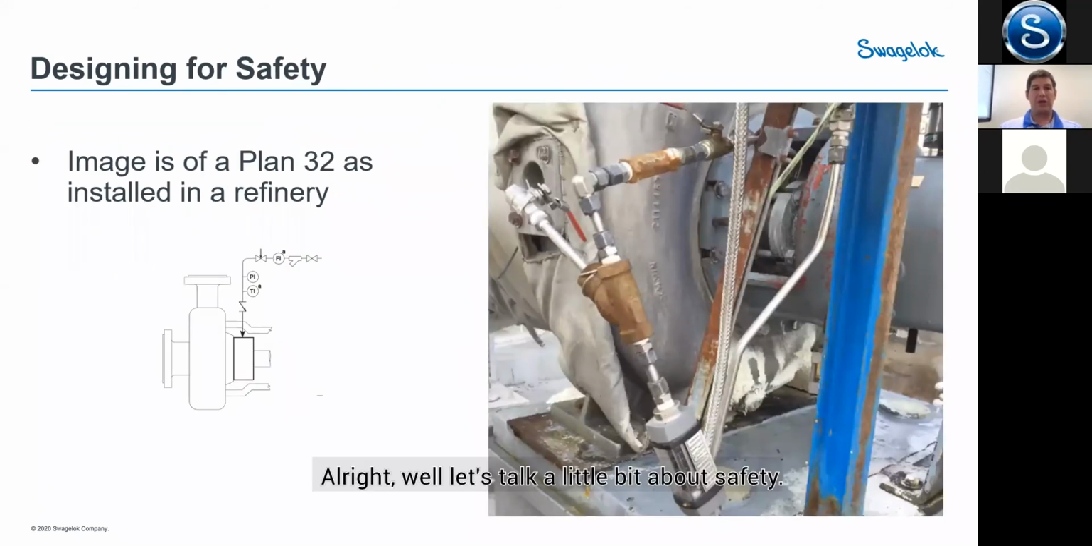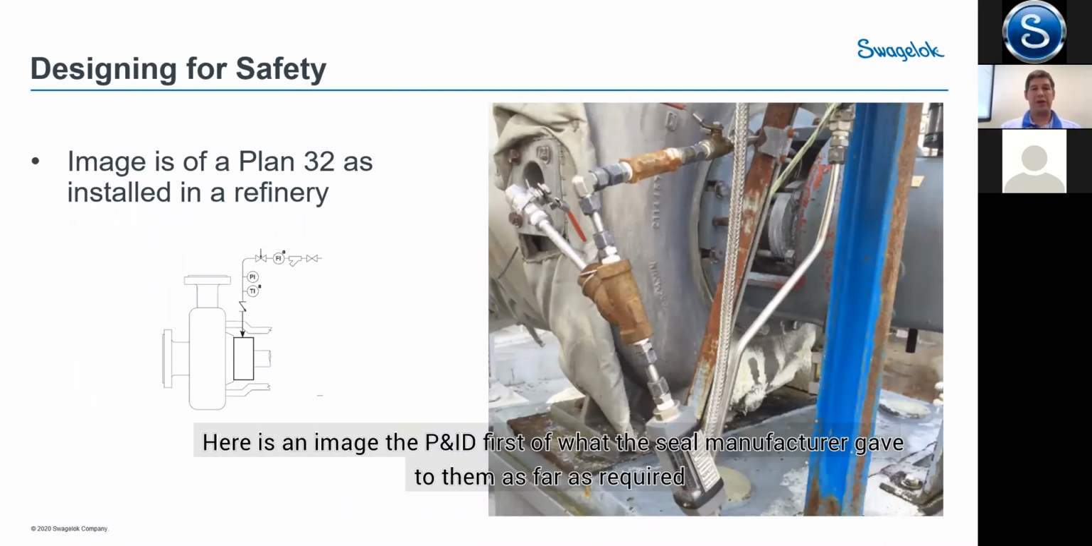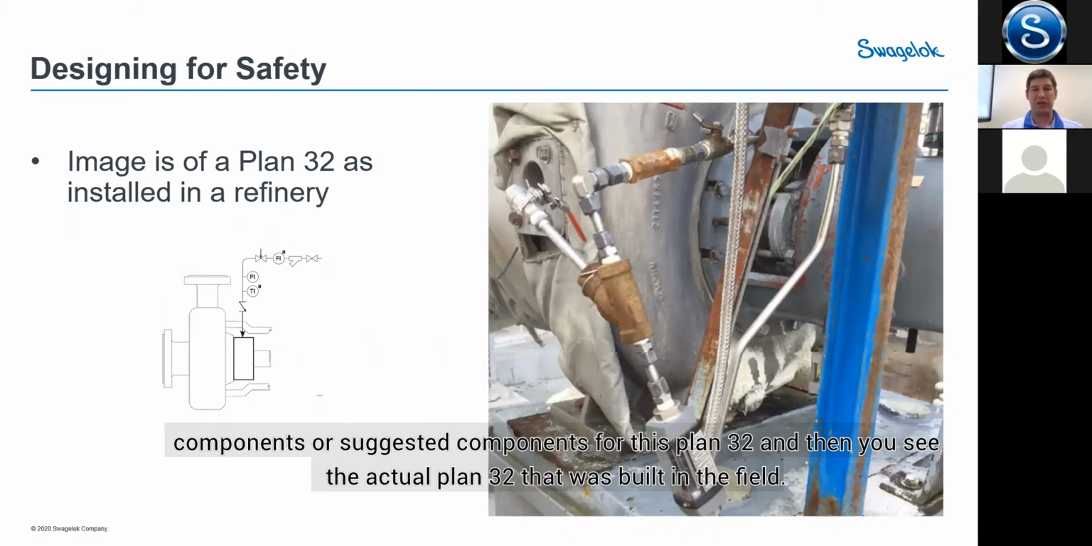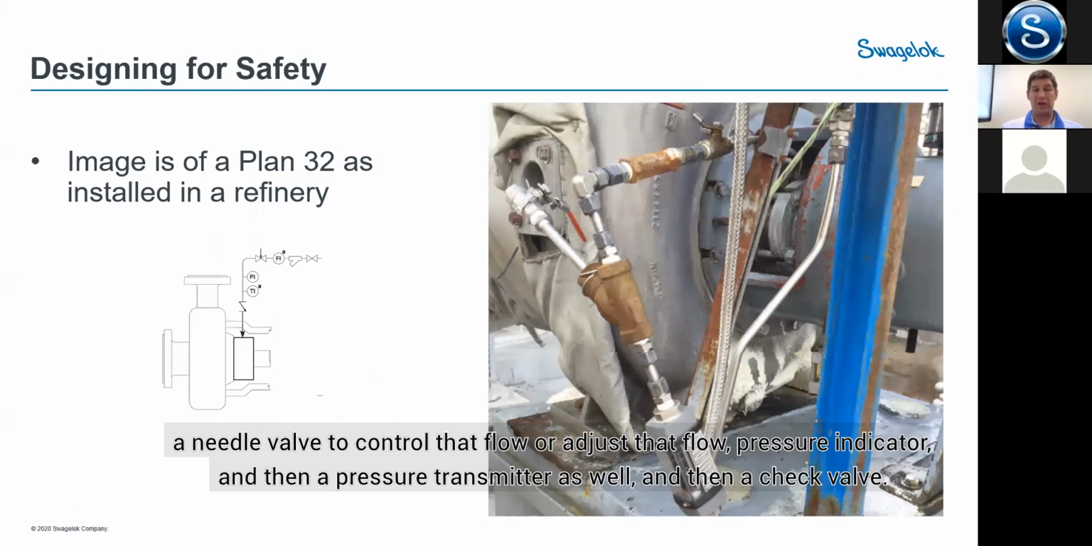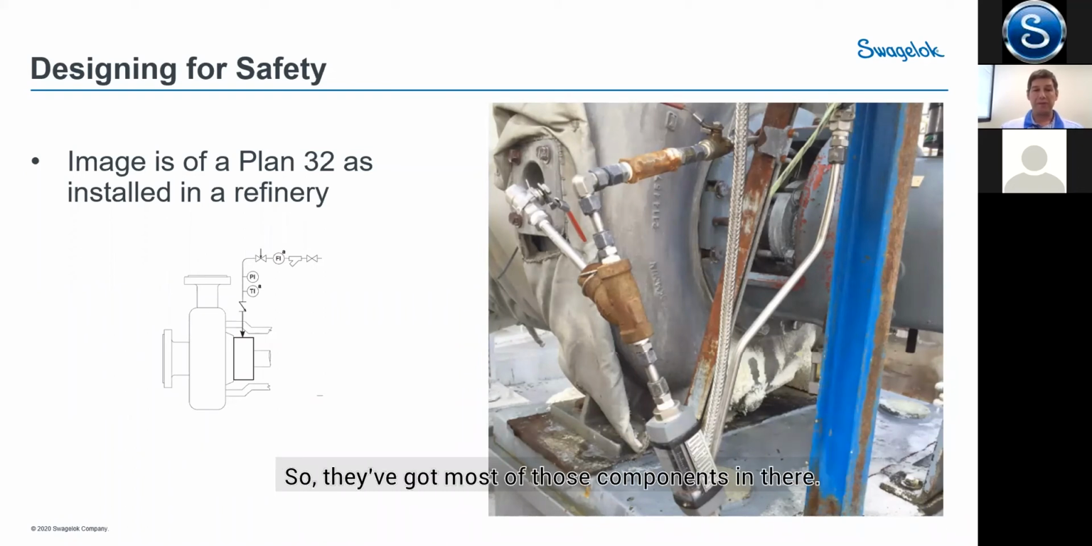All right, well, let's talk a little bit about safety. Here is an image, the P&ID first, of what the seal manufacturer gave to them as far as required components or suggested components for this Plan 32, and then you see the actual Plan 32 that was built in the field. So we can see that there's an isolation valve, a strainer, the flow instrumentation which will be required, a needle valve to control or adjust that flow, a pressure indicator, and then a pressure transmitter as well, and then a check valve.